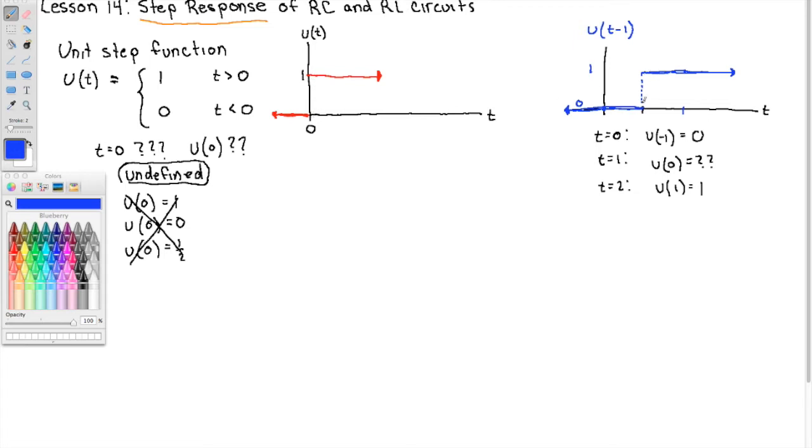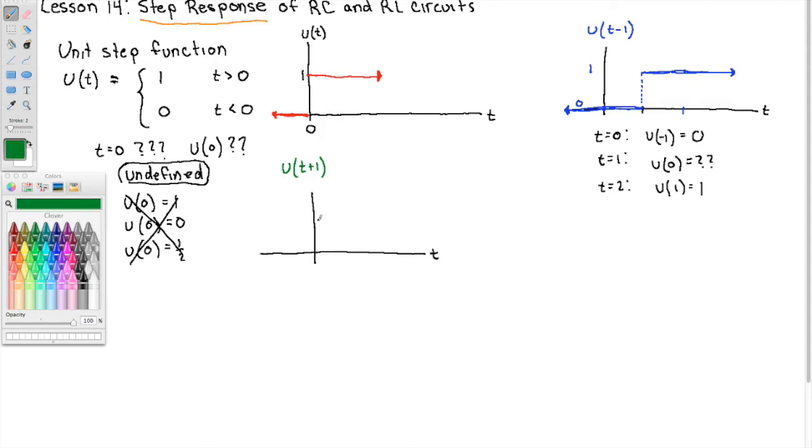Now the discontinuity occurs later in time at 1 unit, 1 second, or 1 millisecond, or whatever the unit of time there is. So you can imagine what u of t plus 1 would look like. I'll do this in green. Actually, if you want to think about that, or if you want to try plugging in some values of time, go for it.